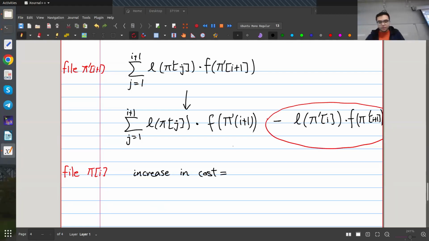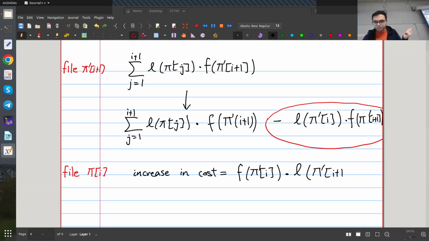So first of all, how many times am I accessing this file? It's just the f of this file, so f of file i. And every time that I'm accessing it, previously I didn't have to go over file i+1, but now I have to go over it. So my cost is increased by the number of times that I access file i times the length of file i+1. So if I look at my total cost, it decreased by this much for file i+1, and then it increased by this much for file i.